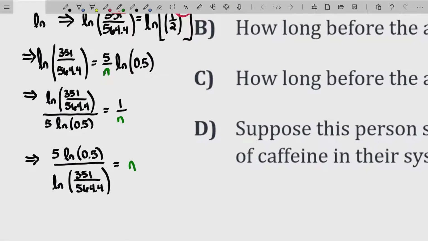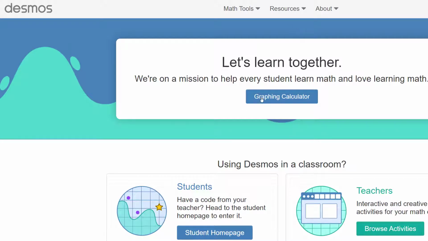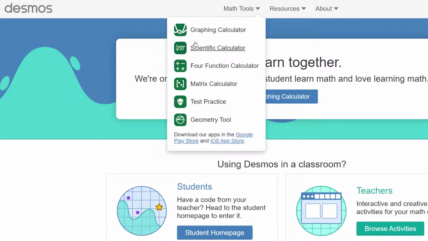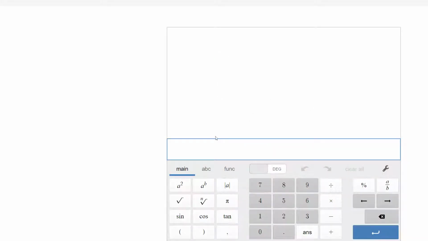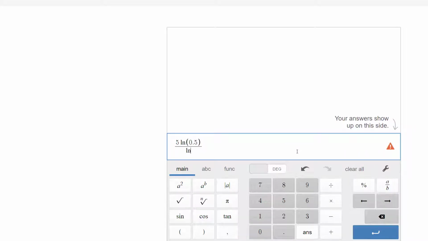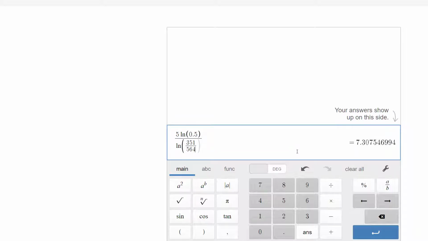So I'll just quickly grab a calculator. And just to showcase, a lot of people go to Desmos and think it only has a graphing calculator. It actually does have a lot of other calculators there. So I'm going to use the scientific calculator here. And you see this beautiful calculator come up. And we had 5 times the natural log of 0.5 being divided by the natural log of 351 divided by 564.4. And you can see off to the right there, it's 7.3 hours.